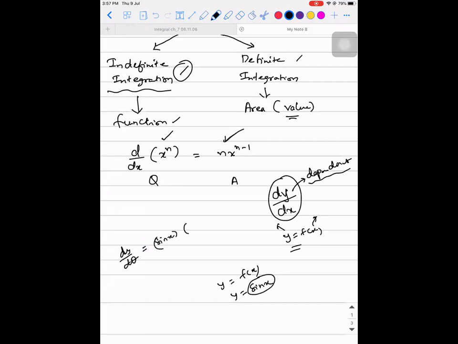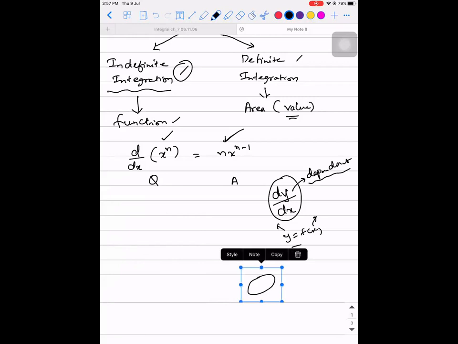It will be sin x into d by d theta of... no, it is sin x into 0. You cannot differentiate because the function is with respect to x, but you're differentiating with respect to theta. With respect to theta, x is a constant. You're able to understand? So the answer is going to be 0. So that is why whenever you differentiate, the important point is you should raise the question: with respect to what should I differentiate?